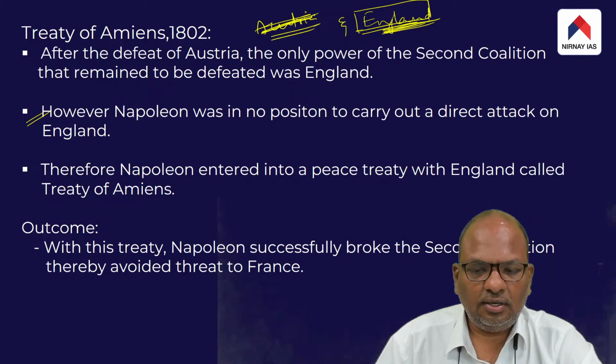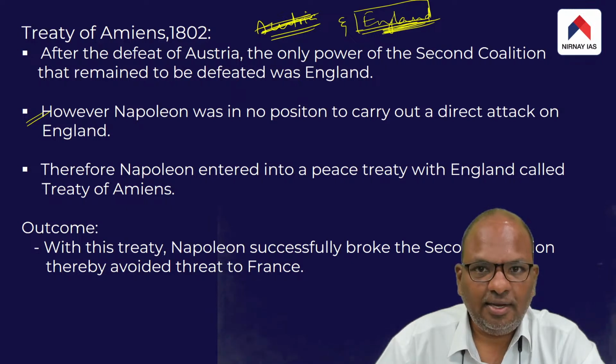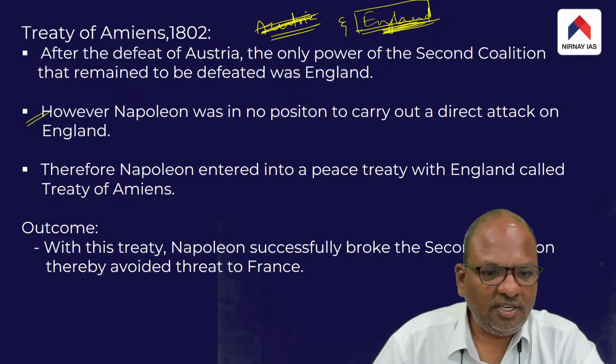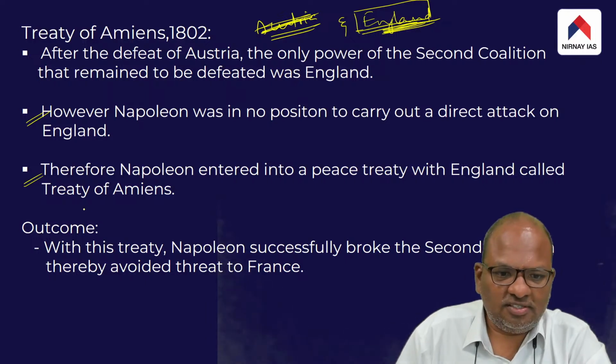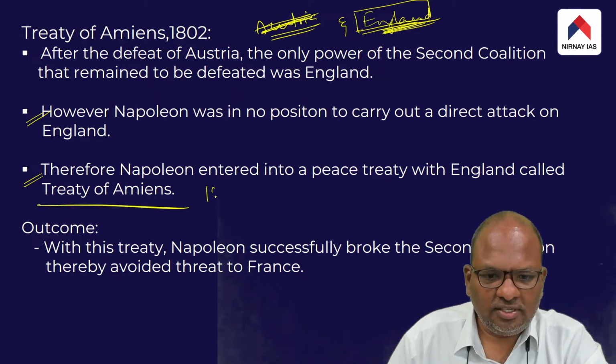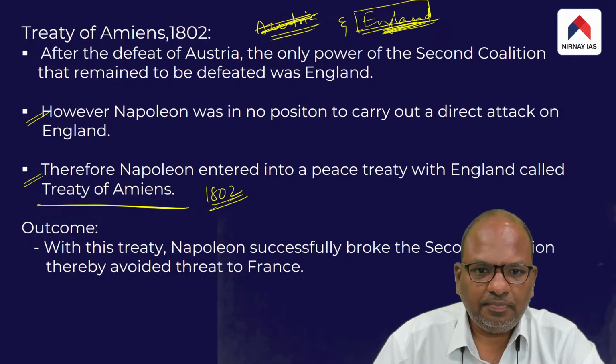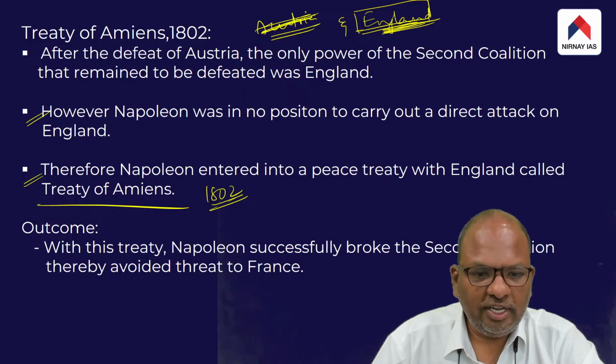So the point is, Napoleon knew very well that he was in no position to carry out a direct attack on England, and therefore, without fighting a war with England, Napoleon negotiated with England and entered into a peace treaty with it, known as the Treaty of Amiens, 1802 AD. So the whole point is, in 1802 AD, Napoleon negotiated with England and entered into a peaceful settlement.